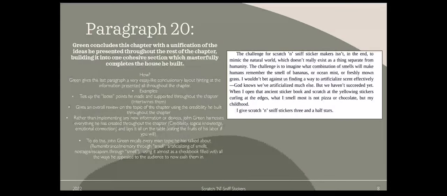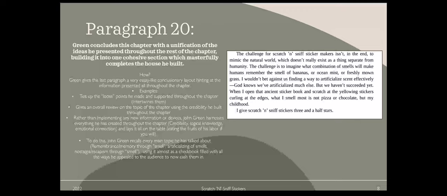Right, and here we have the last paragraph of the story, which is really, I guess you could say, a conclusionary paragraph. He basically unifies all the ideas that he presented throughout the rest of the chapter, building it into one cohesive section, which masterfully completes the house he built. Now, how does he do this? Well, he gives this last paragraph a very essay-like conclusionary layout, hinting at the information presented throughout the chapter.